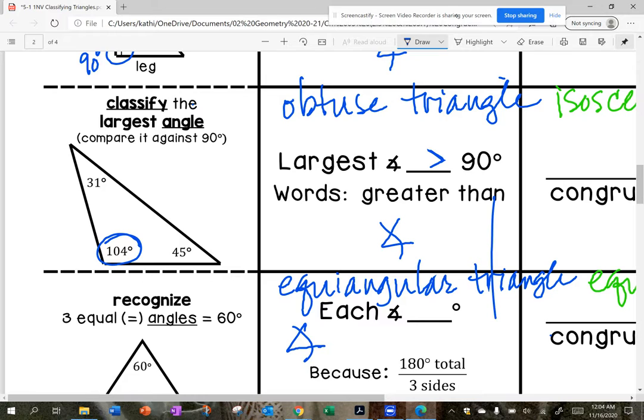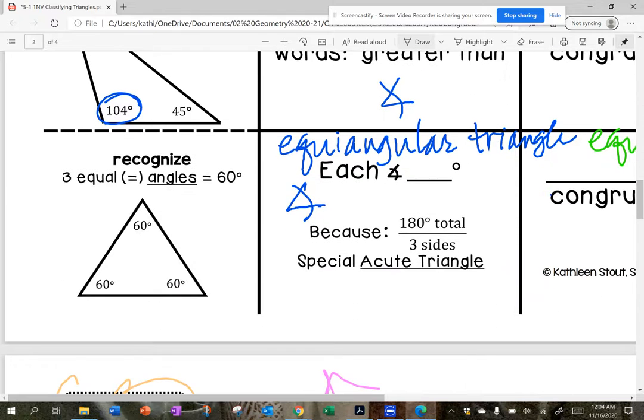And then I have a special case where if all 3 angles are the same, so they're all an acute angle and they're all 60 degrees. So while they are, yes, an acute angle, I call this an equiangular triangle, where equi is the prefix for equal. So I would name this triangle an equiangular triangle because it's more specific than acute.